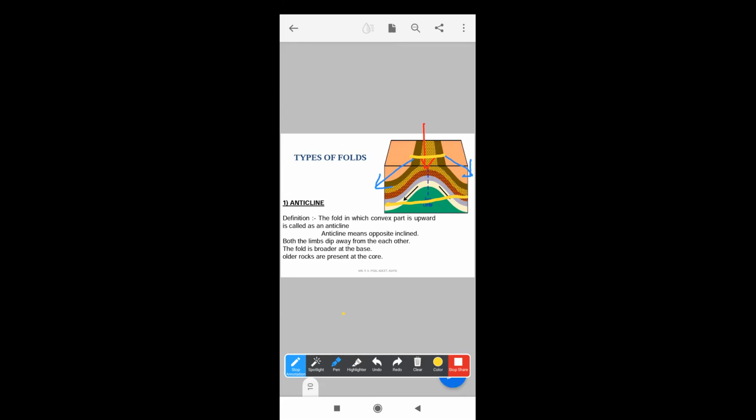Now, older rocks are present at the core. Okay. Now, this is very important. Older rocks are present at the core. Now, just a minute, I have to undo all these.